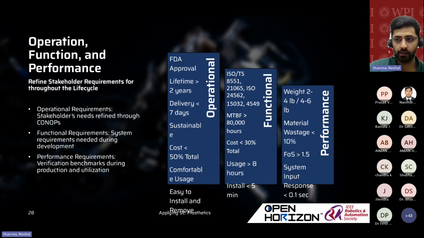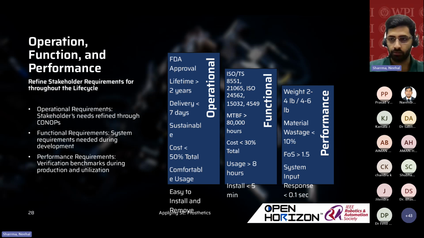Now that we have demarcated the way these stakeholders interact with each other, we would separate the requirements, or rather filter these requirements through the lens of operational requirements, functional requirements, and performance requirements. So you can actually see over here, let's take the first one. If my operational requirement, which came from my stakeholder, is that this product must satisfy the FDA guideline, like it should be approved by the FDA.